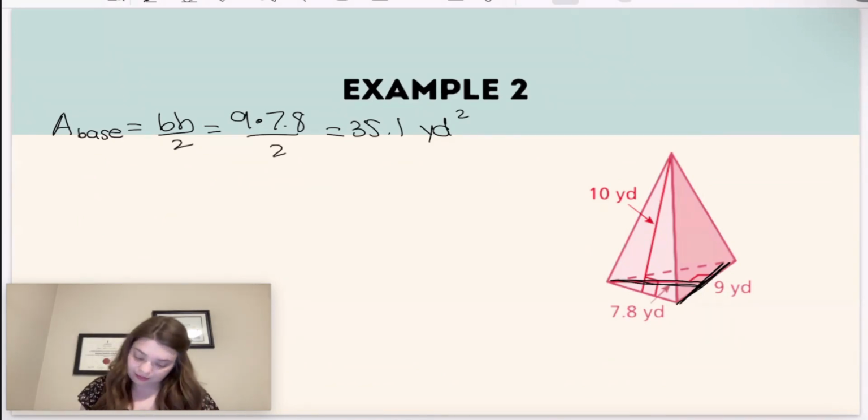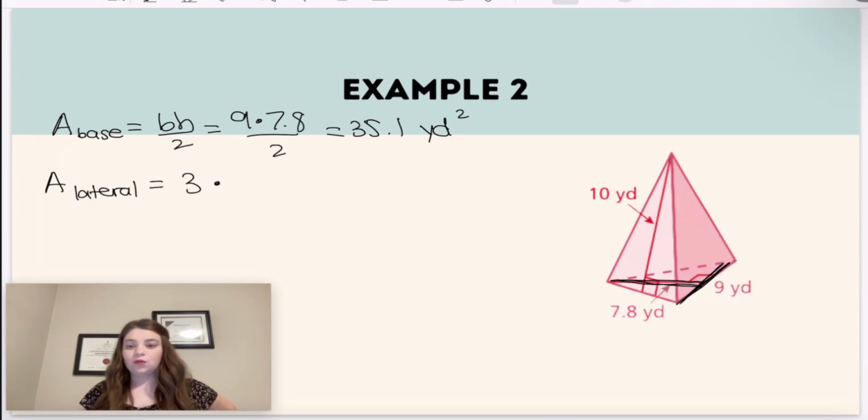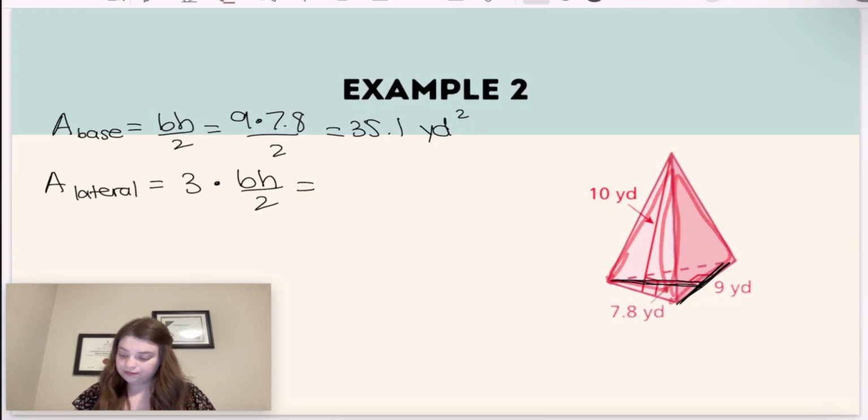All right, now let's do area of the lateral faces. Now there's 3 lateral faces, so I'm going to take one of them and multiply by 3. So for one of them, it would be base times height divided by 2. But this base times height are a different base times height than before, because now I'm referring to the base and the height of each of these triangles here, not of the bottom triangle.